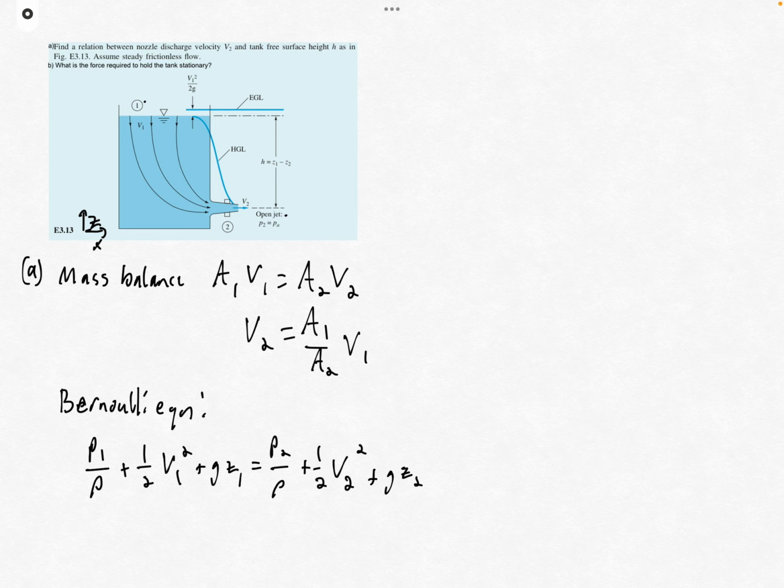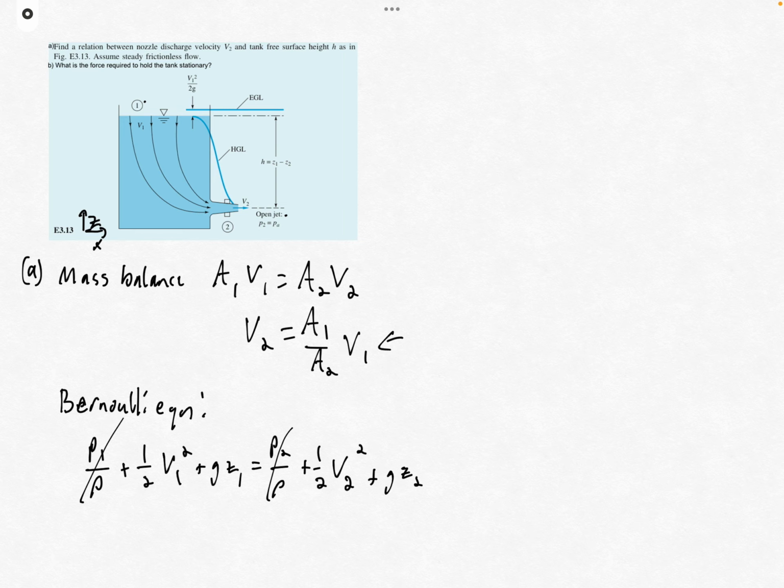And so that means that P1 is equal to P2, and therefore these two terms are just going to drop out. V1 is not equal to V2, right, because we have different areas. That's what we learned from the mass balance. So we can't drop out those terms. And of course, Z1 is not equal to Z2.